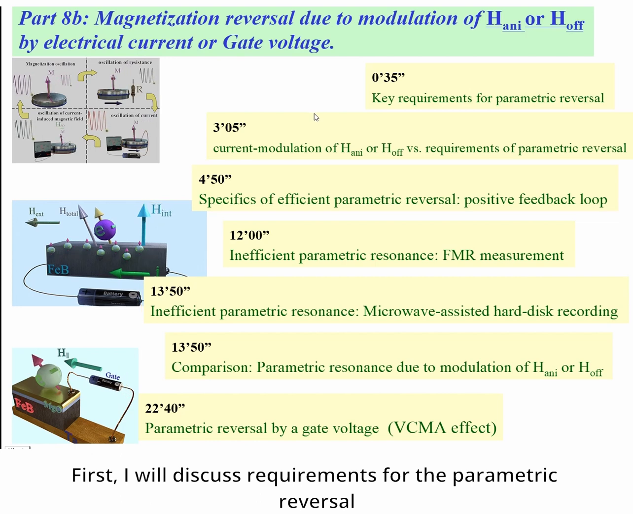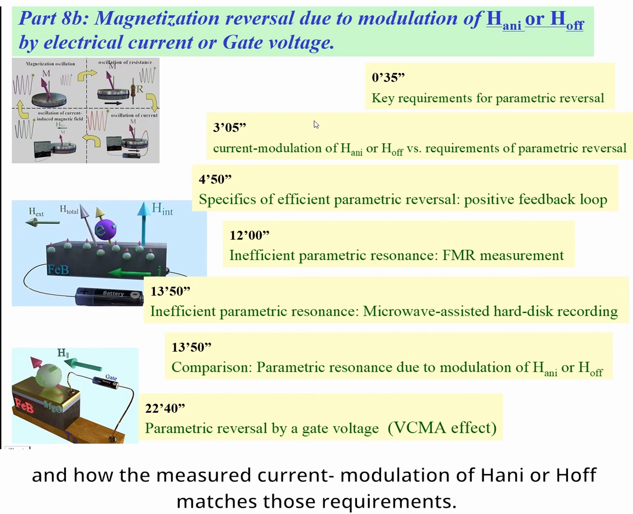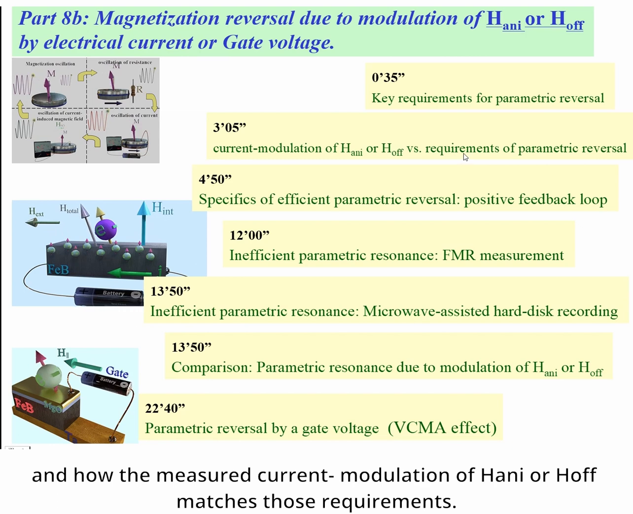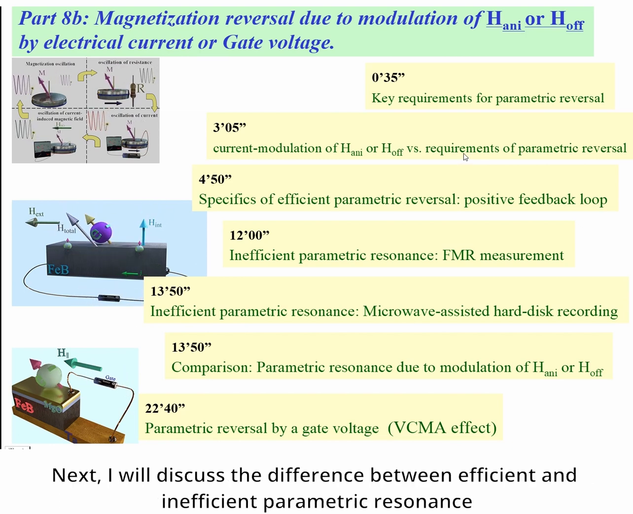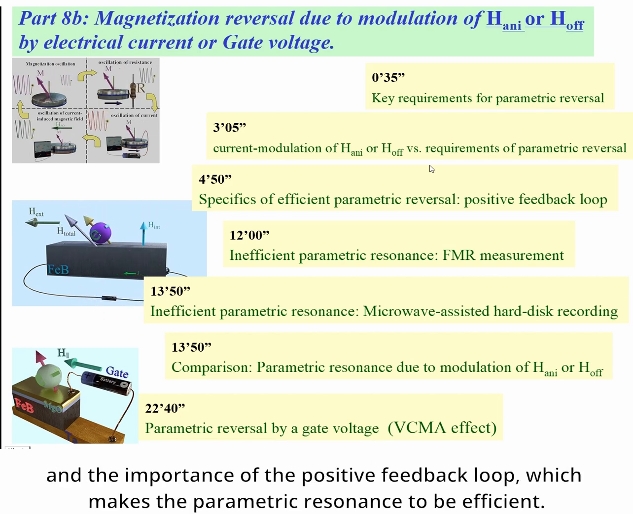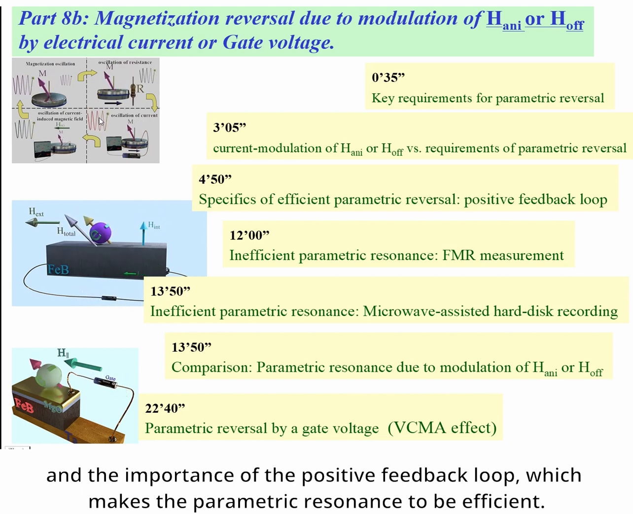First, I will discuss requirements for parametric reversal and how the measured current modulation of anisotropy field and offset field matches those requirements. Next, I will discuss the difference between efficient and inefficient parametric resonance and the importance of the positive feedback loop, which makes the parametric resonance to be efficient.